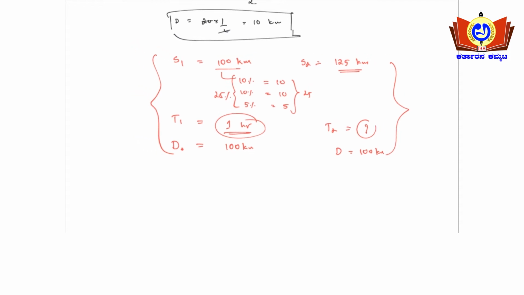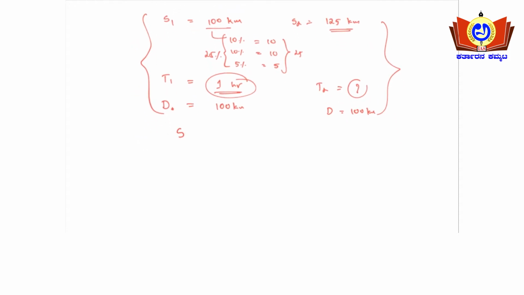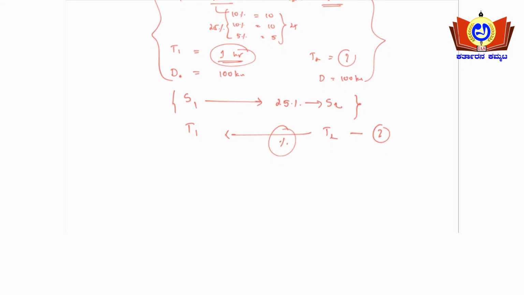Okay, in this condition here, speed has been increased by 25% from S1 to S2. This we already know. So what is the reduction of time from T2 to T1? This we need to find out here, the percentage of reduction. So let's calculate here, guys.